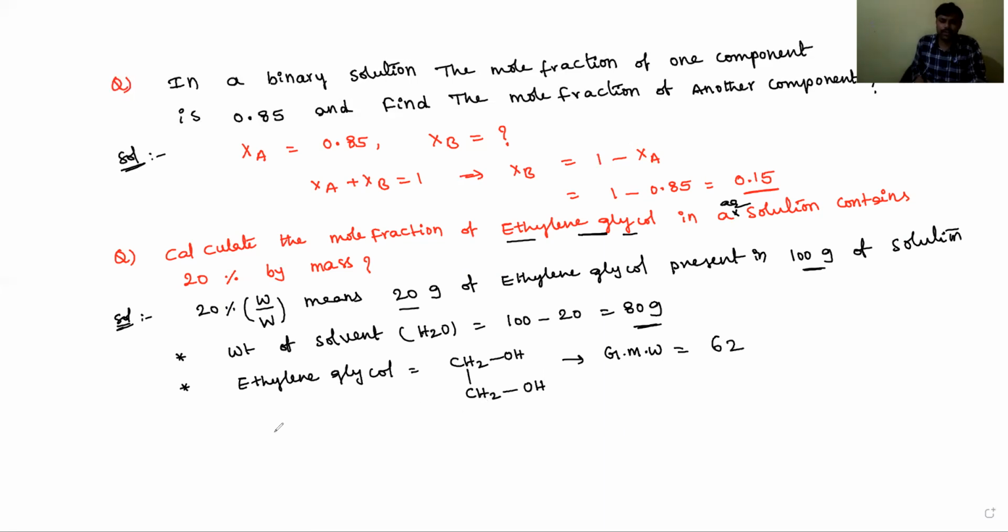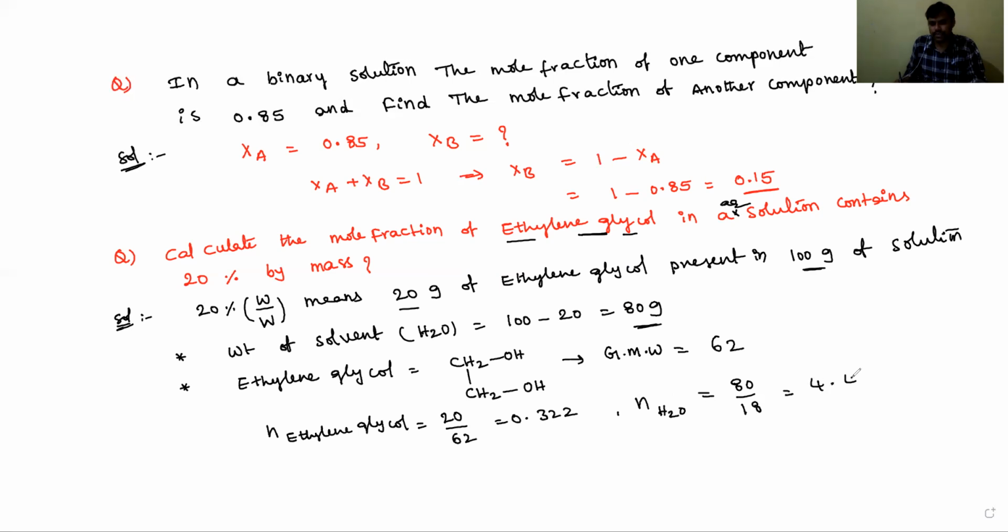Now we need to find out the number of moles of ethylene glycol. Number of moles of ethylene glycol is equal to weight by gram molecular weight, weight by 62, which is equal to 0.322. And number of moles of water is equal to weight 80 grams divided by 18, the gram molecular weight of water is 18, which is equal to 4.444.